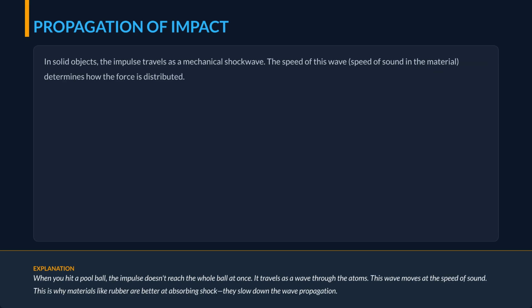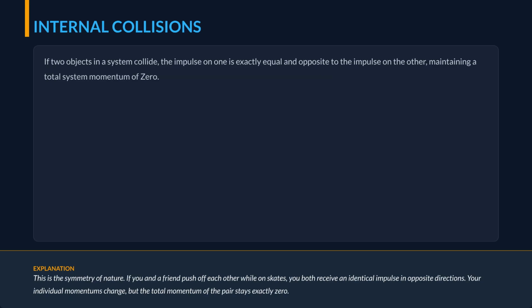In solid objects, impulse travels as a mechanical shock wave. The speed of this wave, which is the speed of sound in the material, determines how the force is distributed throughout the object. During internal collisions, such as two objects pushing off each other, the impulse on one is equal and opposite to the impulse on the other. This ensures that the total system momentum remains zero.